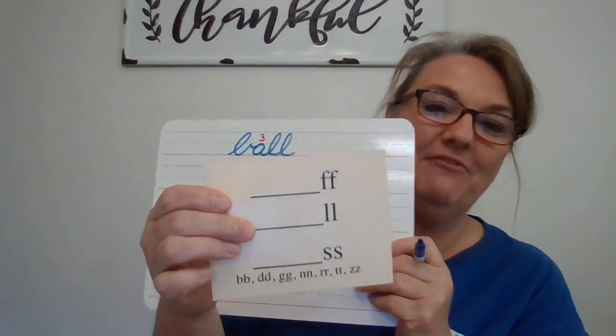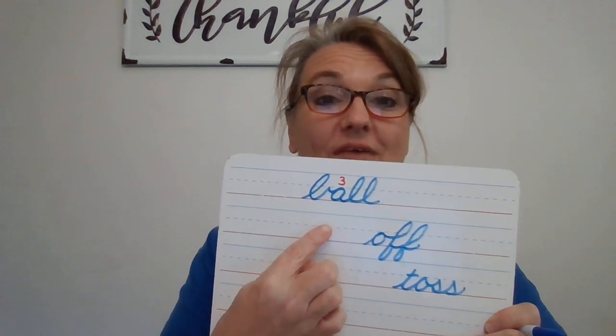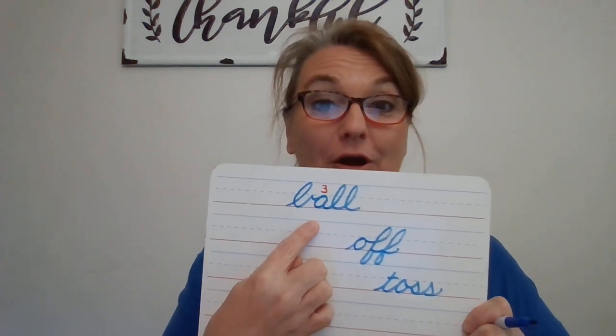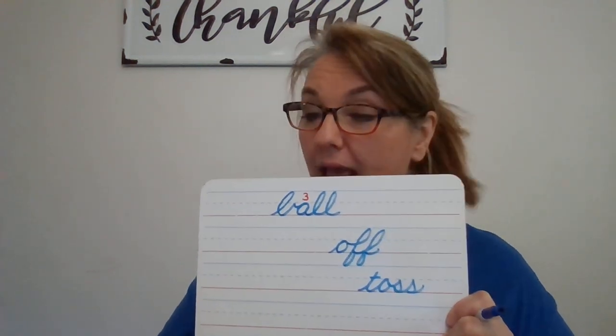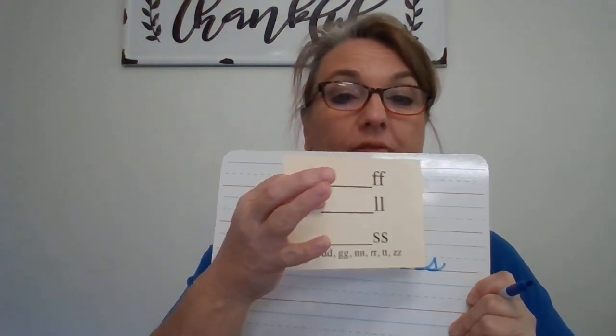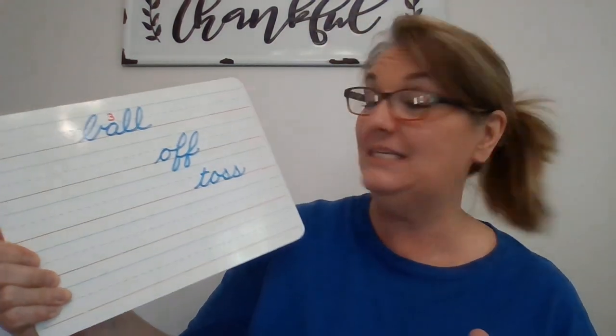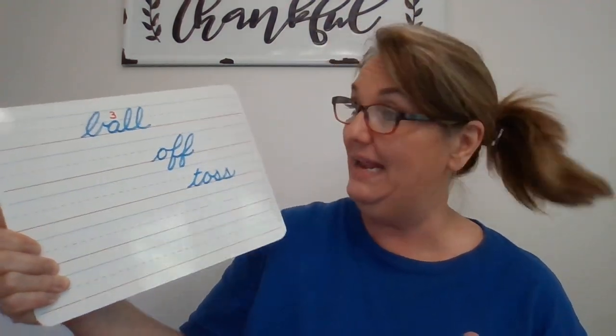You double the F, the L, and the S after a single vowel. Single means one, so we have that one vowel in the base word, okay? We have a ball, and if we double the F, we can put the O in there and have off. And if we double the S, we can put the O in there and have toss. We could say, toss the ball off the wall. That would be funny.